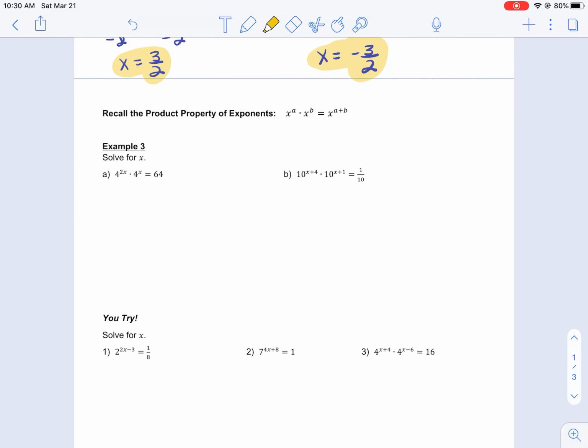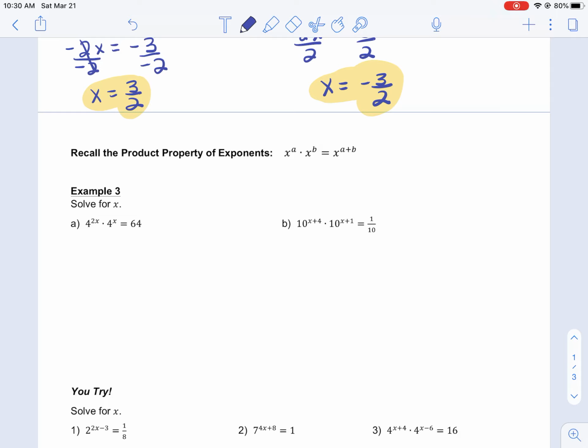And then the last type of problem I'm going to talk about, we're going to use the product property of exponents. The product property says if you multiply two exponential expressions that have the same base, you keep the base the same and you add the exponents. For example, 2 to the 3rd times 2 to the 4th, we learned is 2 to the 7th. We're going to be applying that property in the next set of problems.